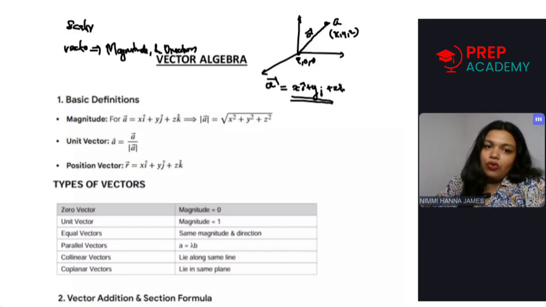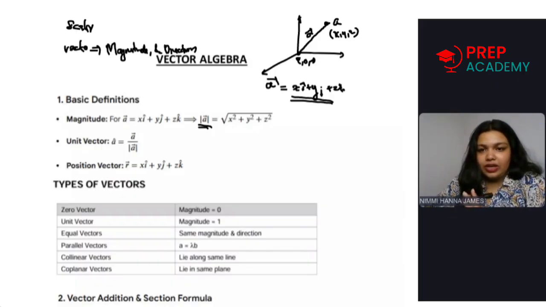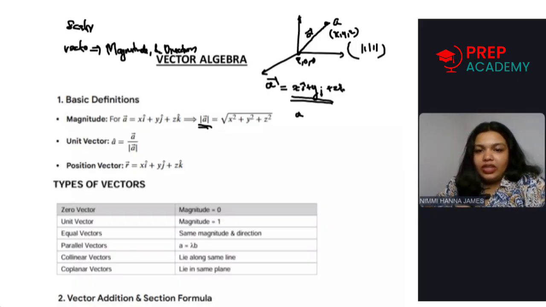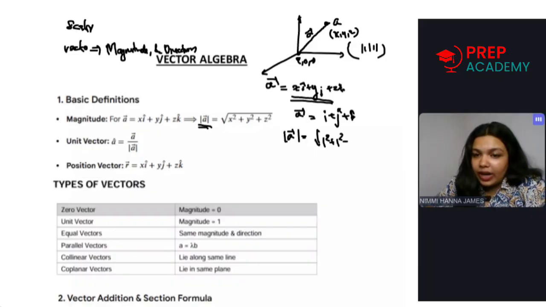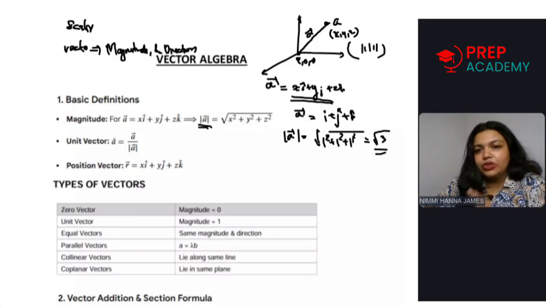Okay, now what is the magnitude? How do we find the magnitude of a vector? It's represented as modulus of a vector, which is root of x squared plus y squared plus z squared. So if we have a point which is 1, 1, 1 in space, what is the magnitude? We represent the vector as i plus j plus k, since all of the coefficients are 1, and modulus of a vector here is root of 1 squared plus 1 squared plus 1 squared. So it is 1 plus 1 plus 1, 3. Root 3 is the magnitude of that vector.